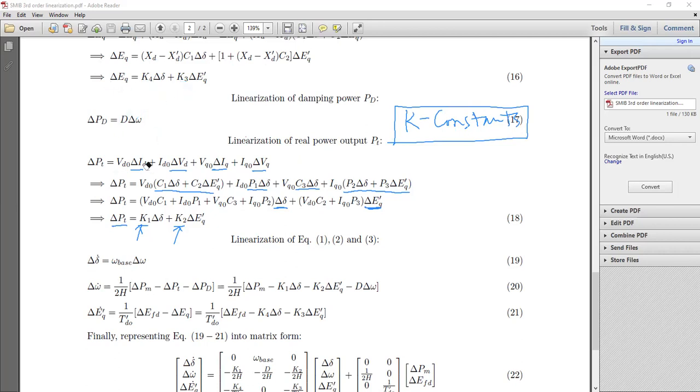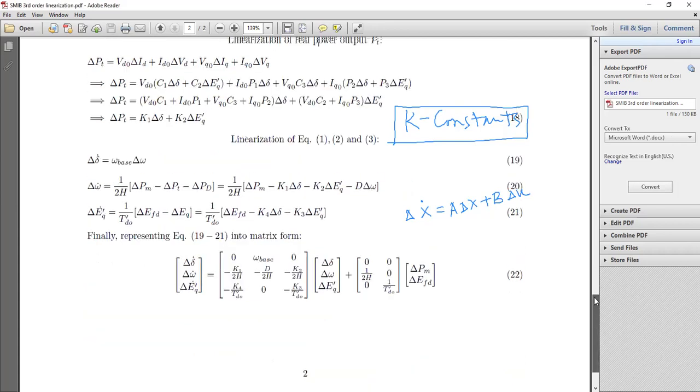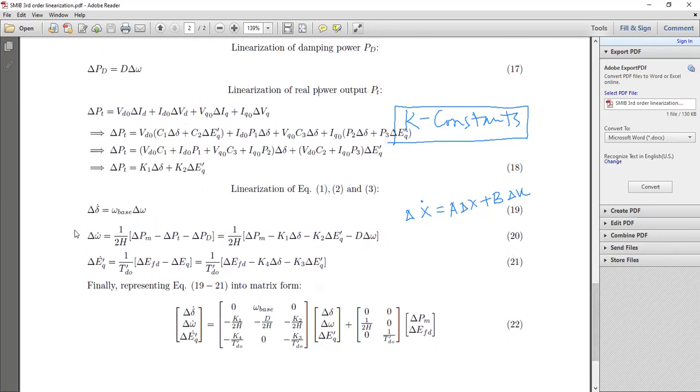Okay. So after all these are done, now we are in a position to represent our system, that is the SMIB system, in the desired form, that is del x dot equals A del x plus B del U. That was our target to start with. So let's see whether we can achieve that target or not. To start with, we have del delta dot, that is omega base del omega. So what we have done, simply we have listed all the three linearized version of the equation. So the first one was delta dot. So this becomes del delta dot is omega base del omega.